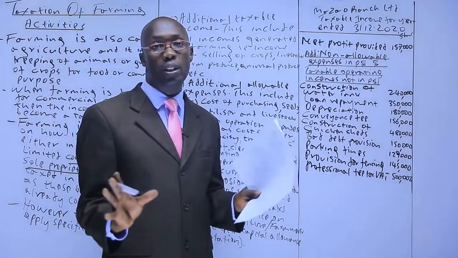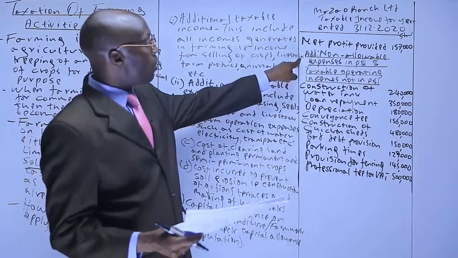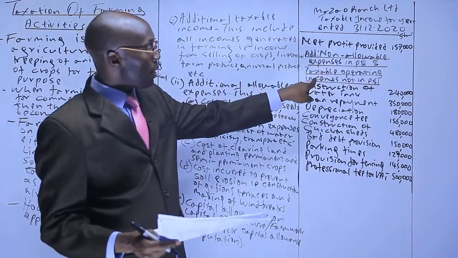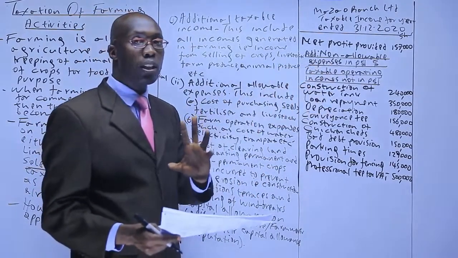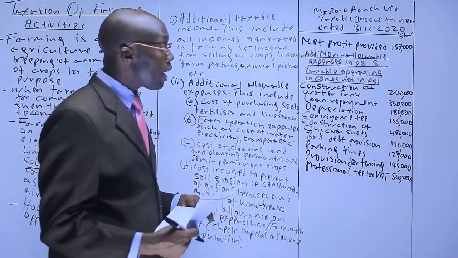Number 5, assume the corporate tax rate during the year was 25%. That's not an income, it's not an expense. So we are done with non-allowable expenses in P&L, and income not in P&L. Unfortunately, we didn't come across any. Now we come to the deductions.